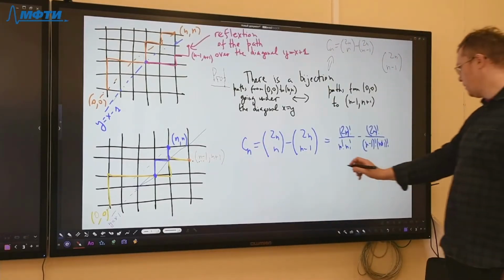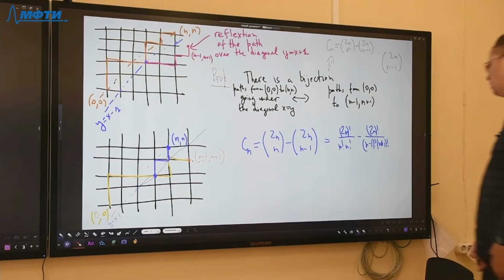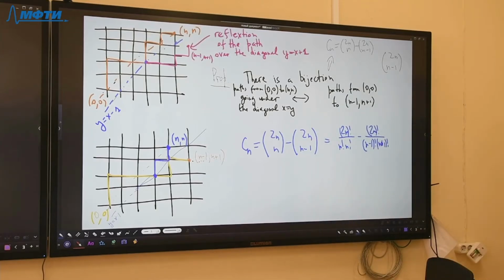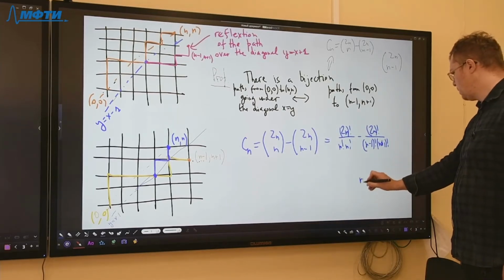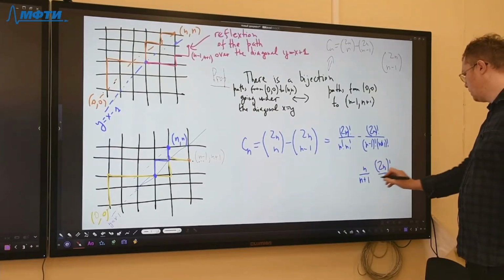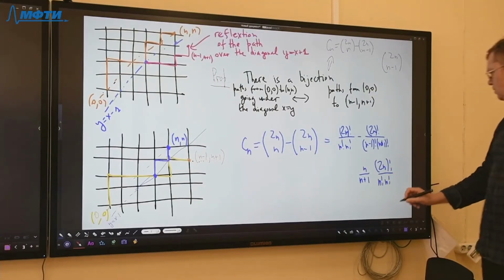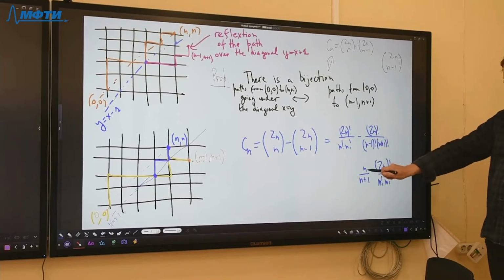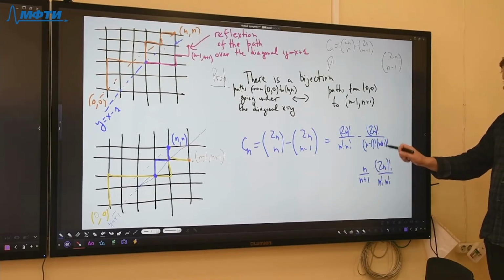So here, how can I simplify it? I need to write n plus 1 here and here. It will be 2n factorial over n factorial n factorial. So I multiply it by n and put the n plus 1 over here.